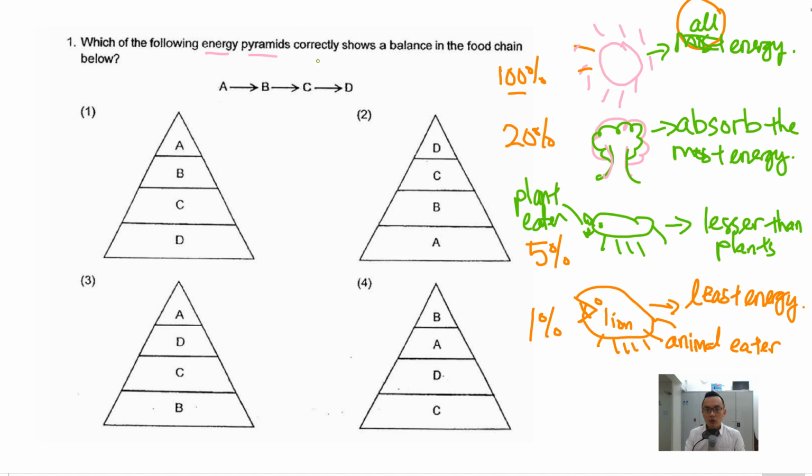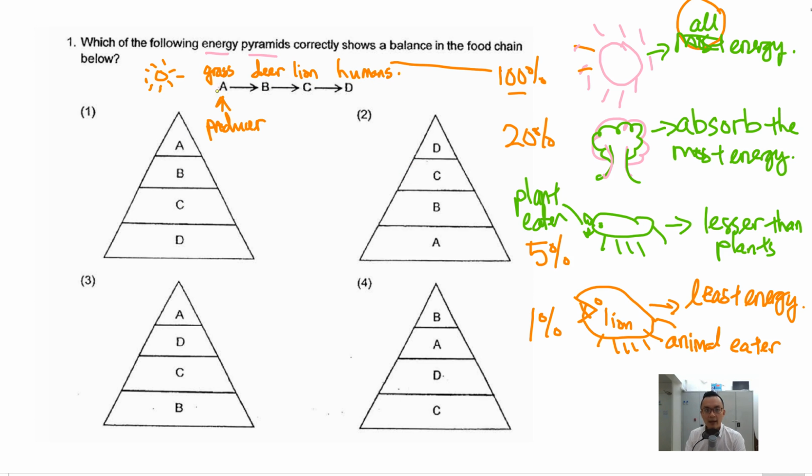If you want to show the balance in the food chain, remember, this is the producer, or you can call this the grass, the deer, and the lion. And there's something else eating the lion, but it doesn't matter. There must be a sun over here. So the grass must have the most energy, followed by deer, followed by lion, followed by something else. Let's say humans. Humans eat lions, so humans will have the least.